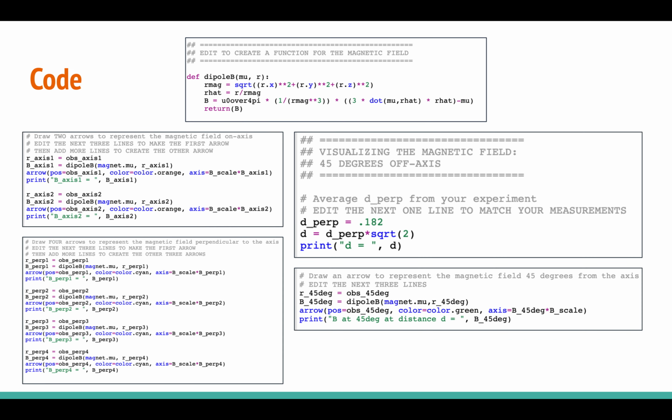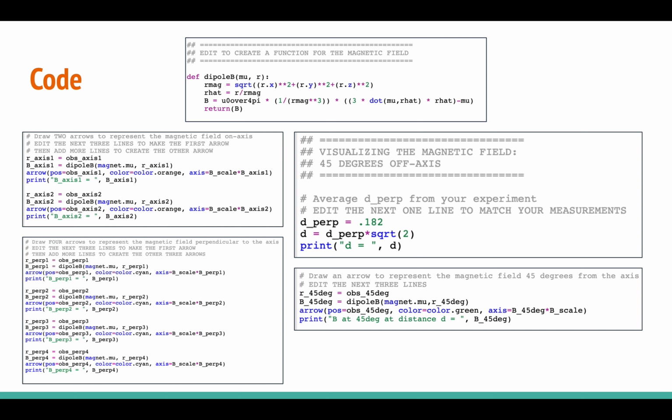The code is centered around creating a function for the magnetic field as previously derived from the Biot-Savart law. This described what a magnetic field would be due to a dipole at a particular location. After coding the function, I plugged in the calculated value for mu of 1.56 amps times meters squared into the code. I then coded 2 axis locations as well as 4 perpendicular locations of the magnetic field using arrows of different colors.